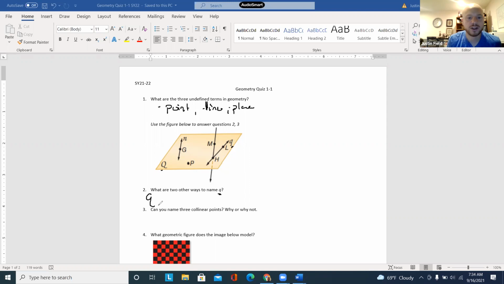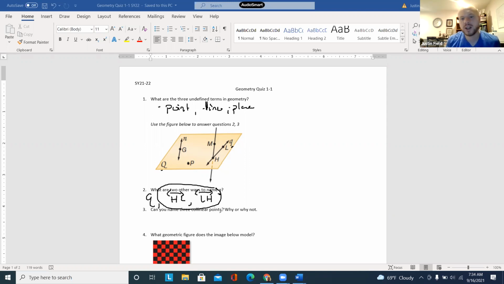already given as q, and the first way to name a line is a lowercase cursive letter. The other way to name a line is by using 2 points on that line in either order. When it's a line, the order doesn't matter for the points. So the correct answer was HL with a line over the top and LH. Many of your classmates did say that. All right. That was the answer.